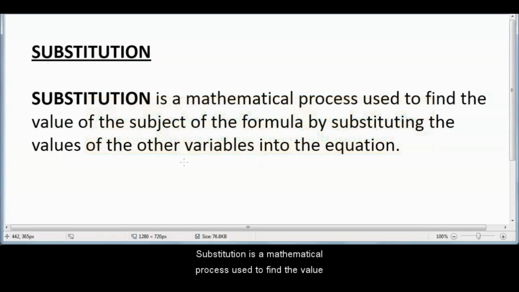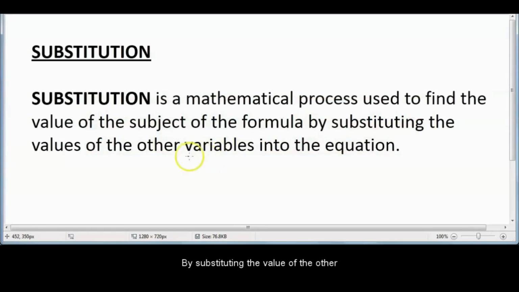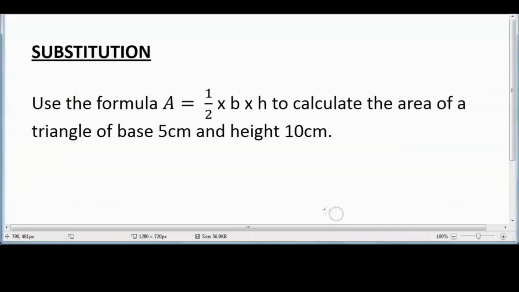Substitution is a mathematical process used to find the value of the subject of the formula by substituting the values of the other variables into the equation. In substitution, therefore, the values of the other variables should be revealed. Let's elaborate this with an example. Use the formula A equals half times b times h to calculate the area of a triangle of base 5 cm and height 10 cm.